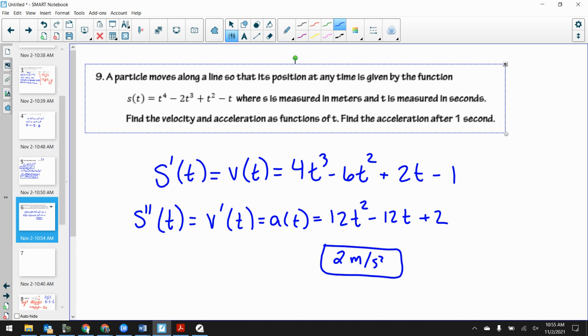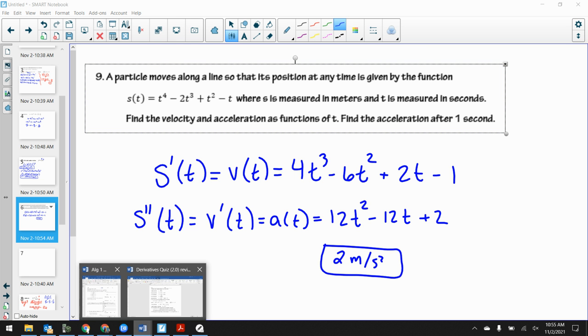And again, I hope we understand the power of what we just did. All we had was a position function and we found instantaneous acceleration. At any given moment, how fast is the particle accelerating? Like getting faster by a rate of 2 meters per second squared.